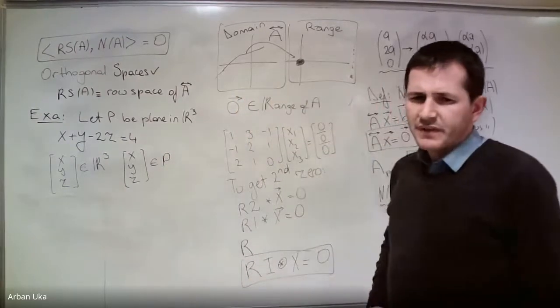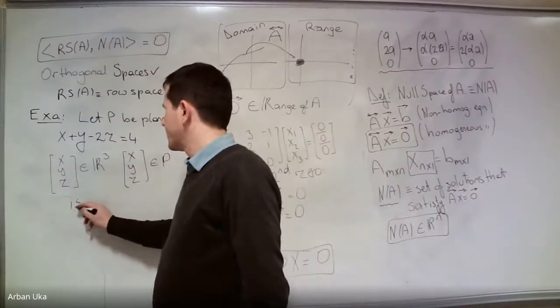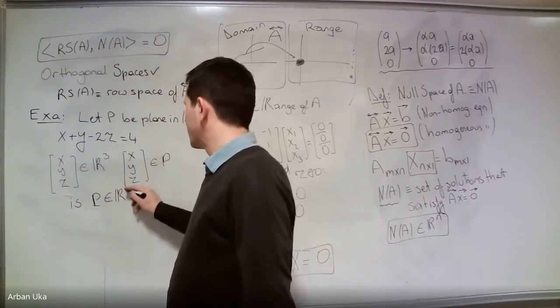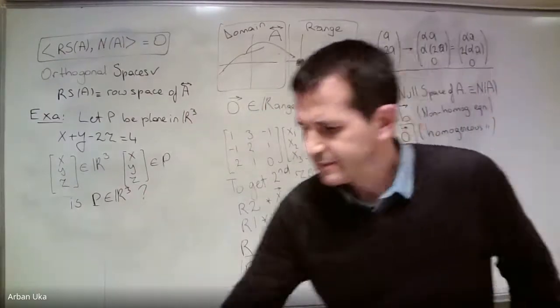Now, the question is the following: is P a subset of R cubed? So we can ask this: is this plane P a subset of R cubed? This is a question. What can you say about this?